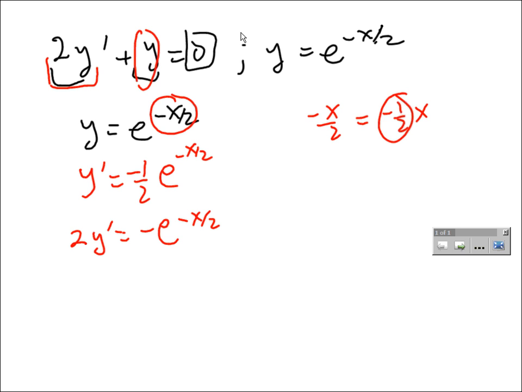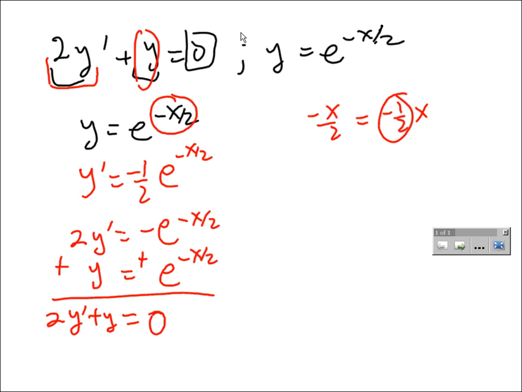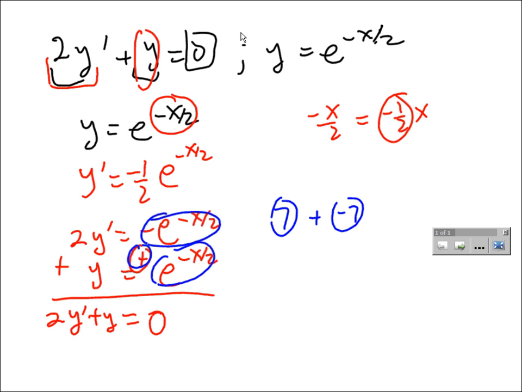You double a half, you get 1. So I have 2y prime, and I add y, which is e to the negative x over 2. I add both sides. When I add the left side, I get 2y prime plus y. On the right side, I get 0. If you add two quantities that are exactly the same except for their sign, you're going to get 0. They're called additive inverses. These two numbers are exactly the same except the sign's different. When you add them, you get 0.